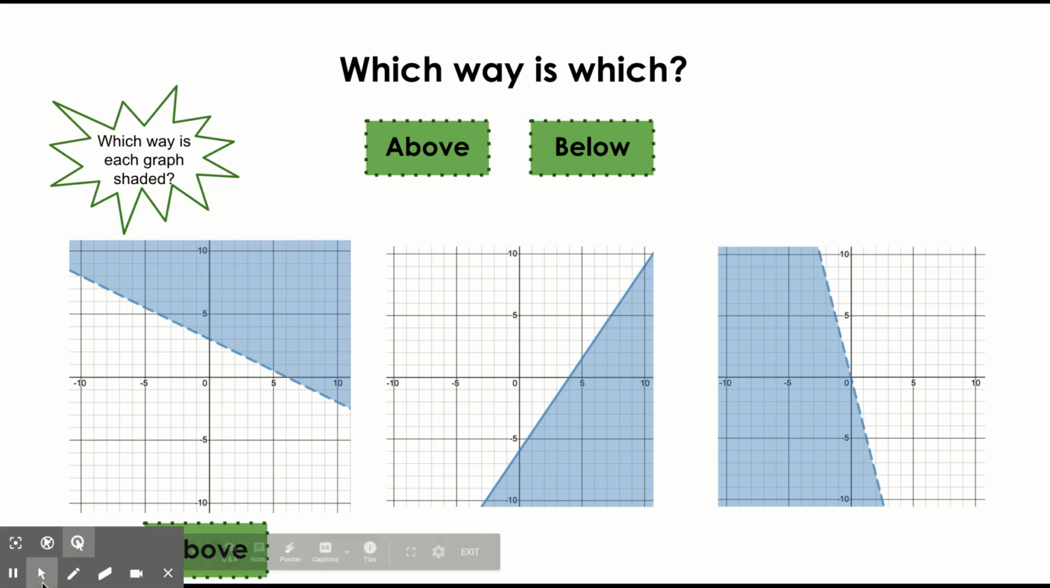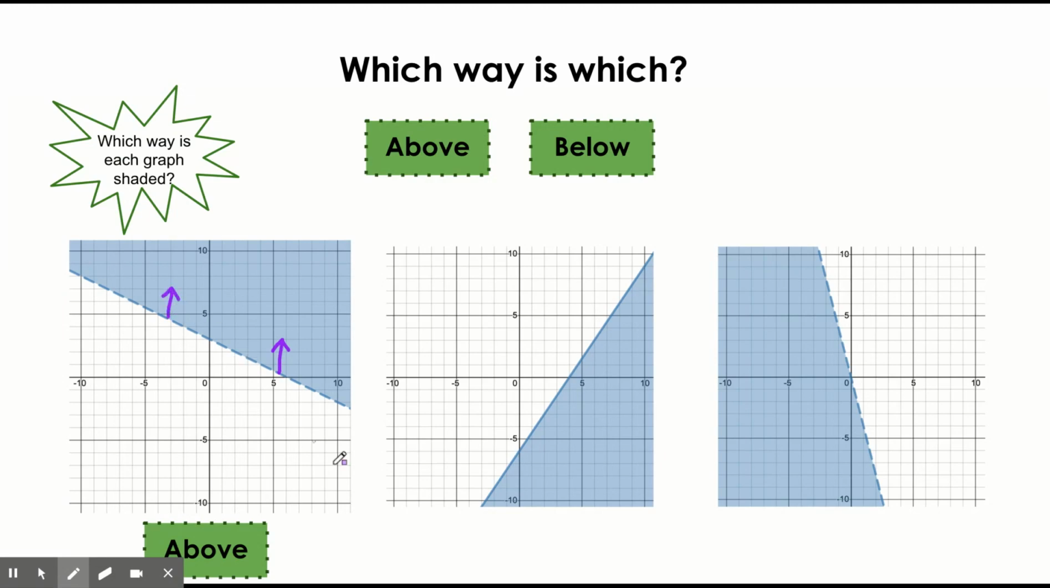And if you have trouble determining that, I think what you could do is just say, okay, well, where do I see the shading, and start at really any point on the line and point towards it. If I point to the shading, I have to point upwards, don't I? And so that means I've shaded above.